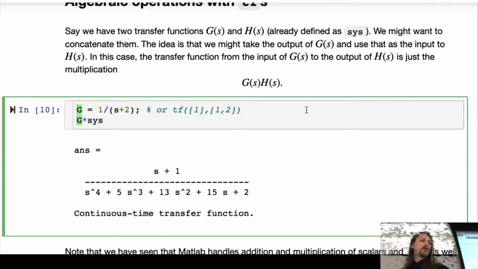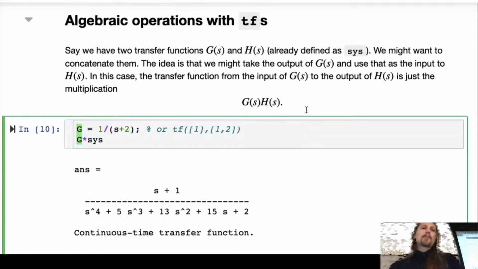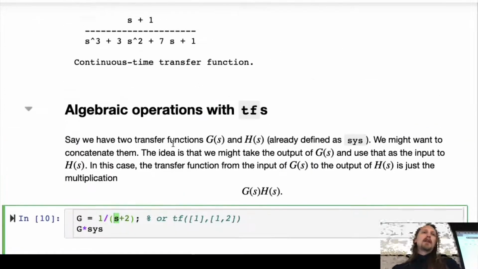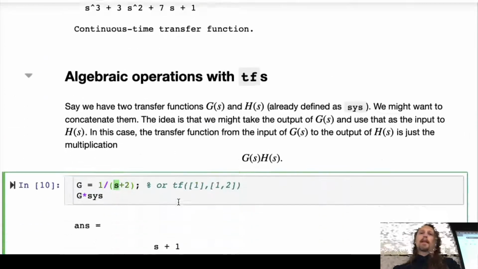Just to be clear, we've already defined S above as the transfer function. That's why you didn't have to type it out in this part. Exactly, I'm just using S from above.